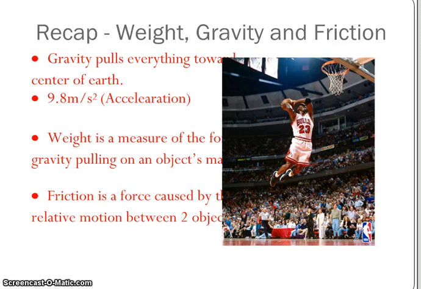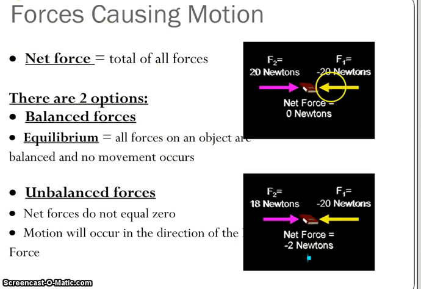Quick recap. Gosh, these pictures are all in the way. Sorry about that. Gravity pulls everything towards the center of the Earth, and it pulls it here on Earth at 9.8 meters per second squared. We'll talk about if that's completely always true. Weight is a measure of the force gravity pulling on an object, and friction is a force acting in the opposite direction of motion. We're going to tie all of that together here at the end. This is a quick recap from today.